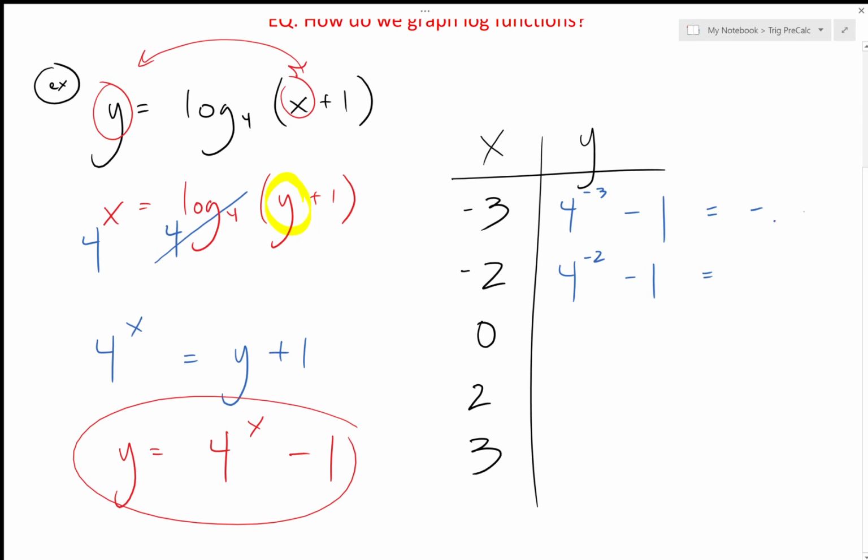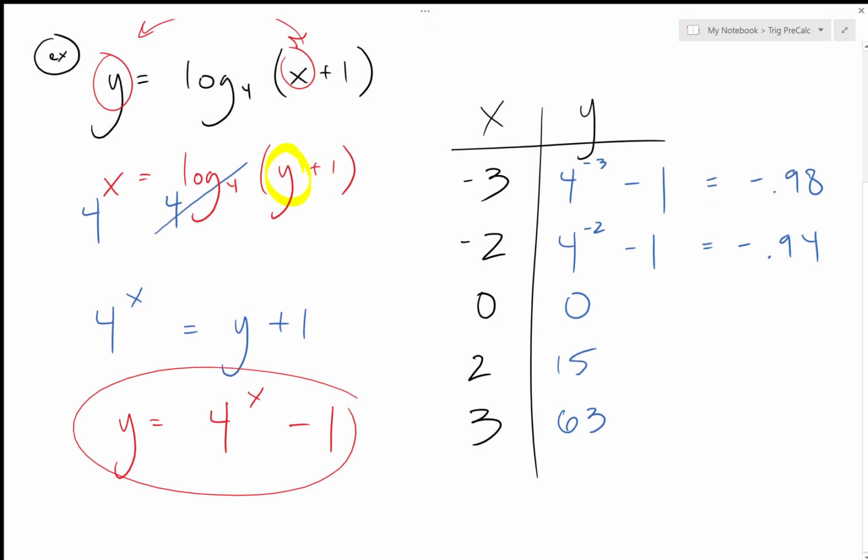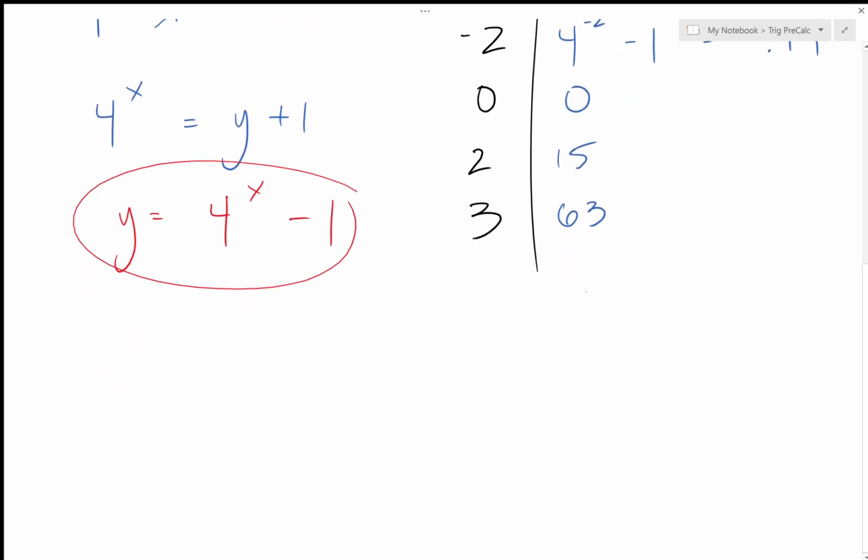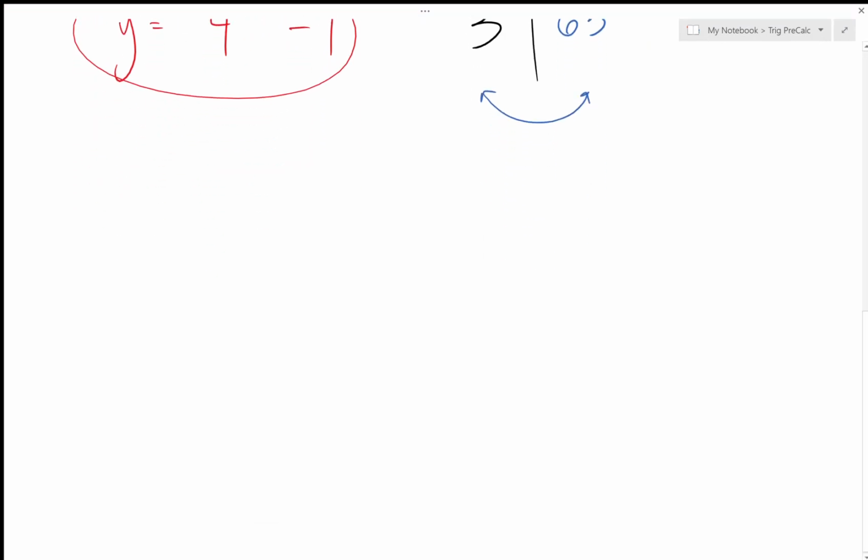So -0.98. Check on your calculator, make sure you're getting these same numbers here. We get a 0 here because 4 to the 0 power is 1, and then 1 minus 1 is 0. And then 15 if we plug in 2, and 63 if we plug in 3. Now that isn't the table that we're going to graph. That would give us the exponential graph. What we need to do is reverse these columns. So we're going to reverse these columns, and that's going to give our log function, the one that we actually want to graph. So let's create that log table.